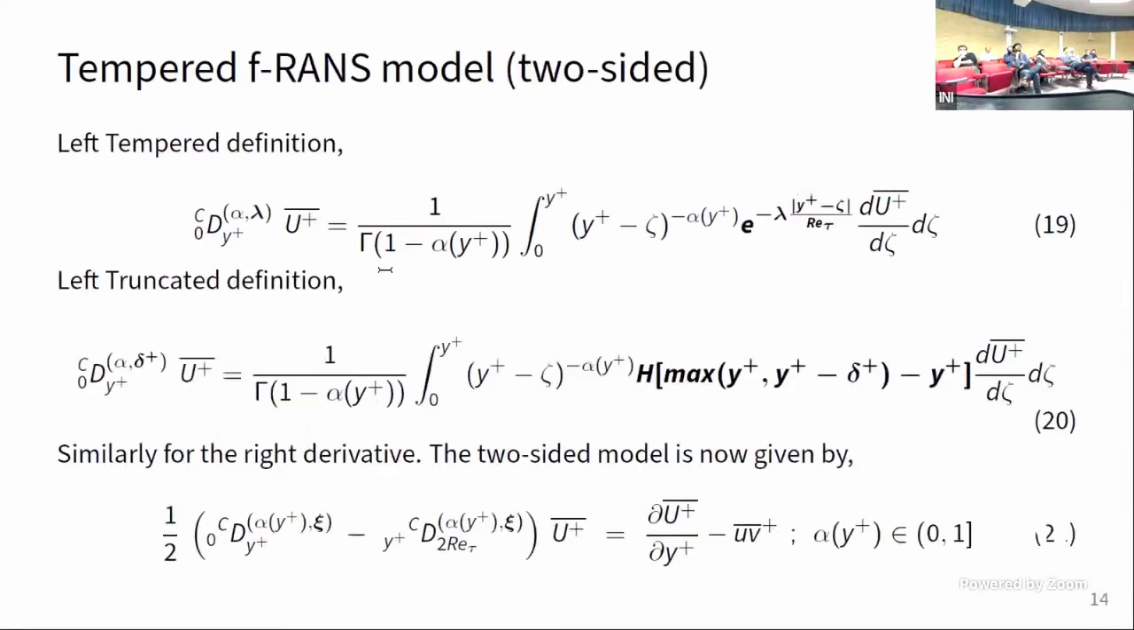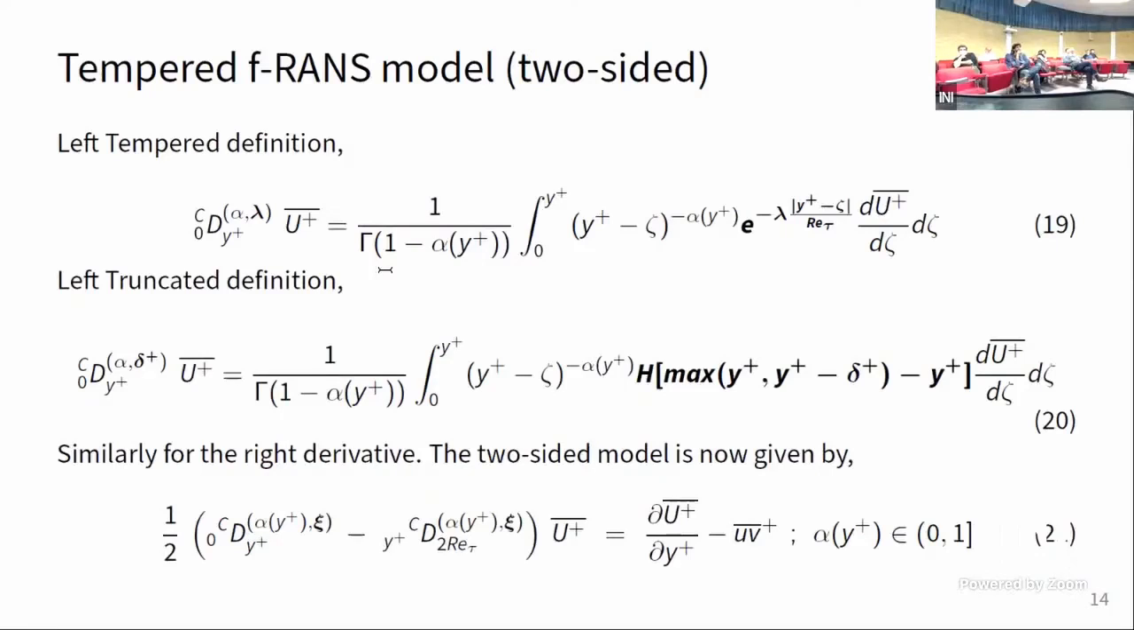So I'm going to call it the tempered definition. That would imply that I will have a tempering distribution as an exponential. That's my construction. I have some other term as well. And then I will have a truncated definition as well, where the domain is governed by the delta that I have.